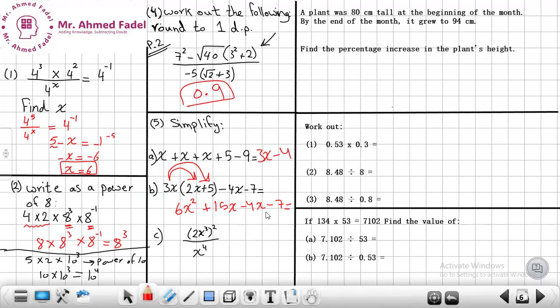6x squared, there is nothing like it. So 6x squared again. Plus 15x minus 4x. So 15 minus 4 is 11. You have a plus 11x. Minus 7, there is nothing like it. So minus 7.